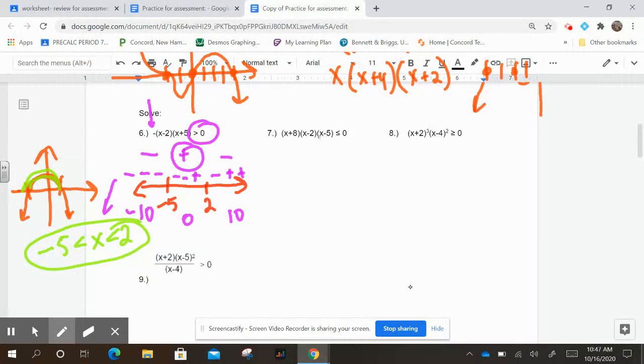Okay, next one. So I'm going to do it graphically first, right? But this is going to be, you're looking for where it's above the x-axis. This is of degree 3, and the leading coefficient's positive, so it's going to look like that. The end behavior is going to be like that. I'm going to have a 0 at -8, I'm going to have one at 2, have one at 5.